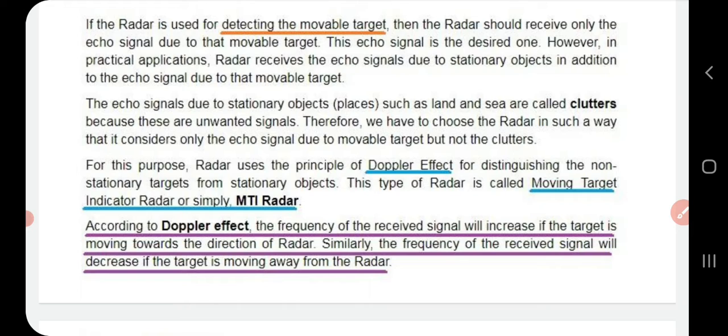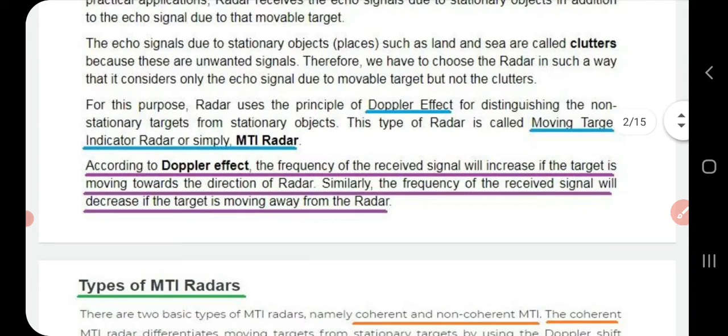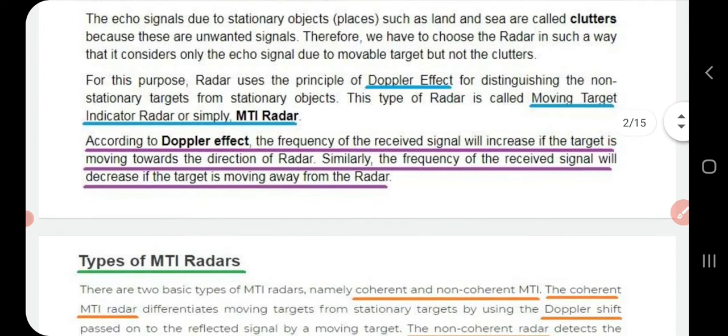We don't want that. Therefore, we have to choose a radar in such a way that it considers only the echo signal due to the movable target and not the stationary object. For that purpose, radar makes use of the well-known Doppler effect to distinguish the non-stationary target from the stationary object. This type of radar is called moving target indicator radar, or simply MTI radar.